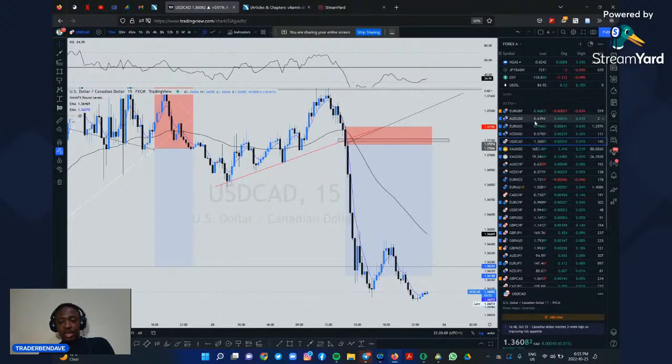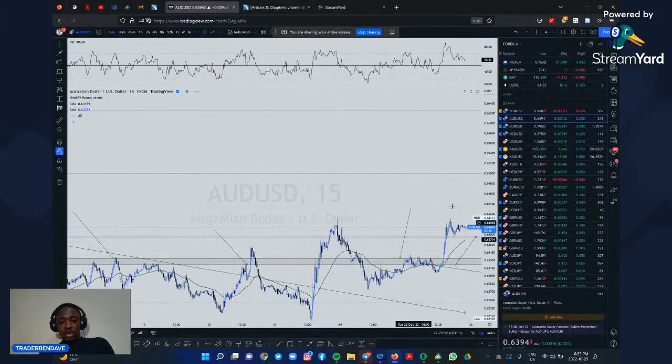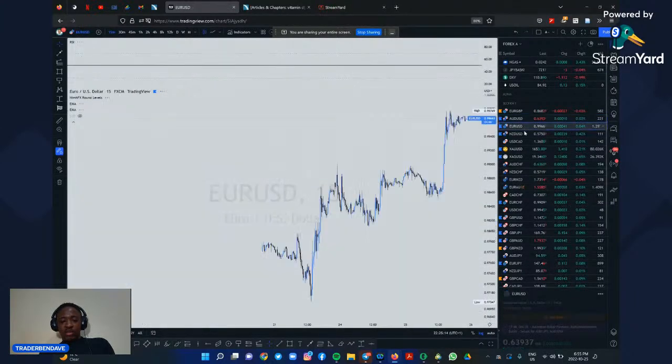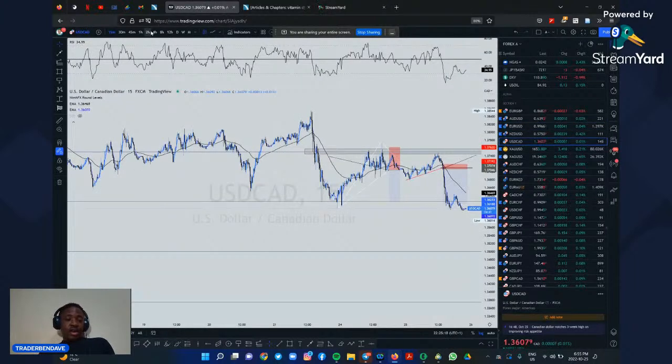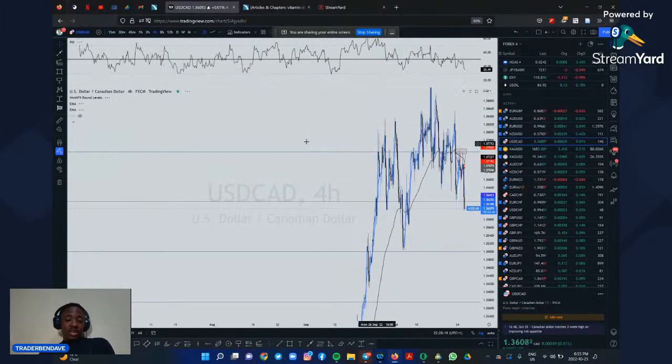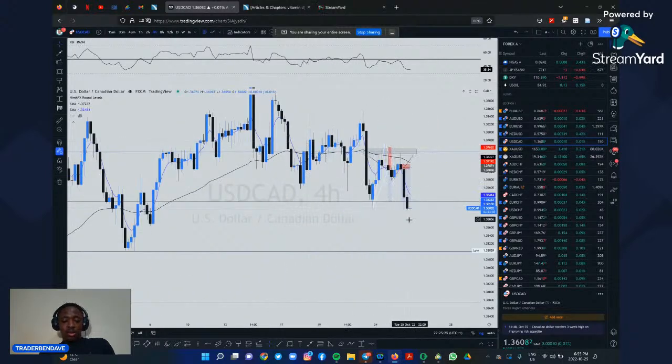So yeah, that was tricky. AUD USD, I decided to sell this and I lost money here. Euro USD, I sold this, even though I was selling USD cards. So sometimes, yeah, these things happen in the market. Produced us a very good trade here. Very good trade.